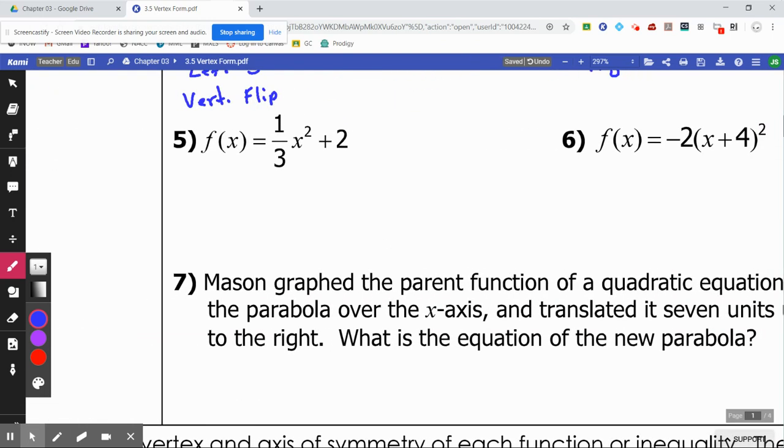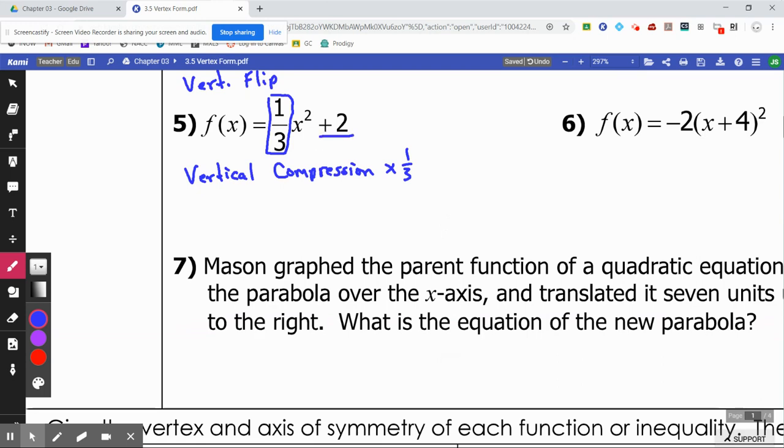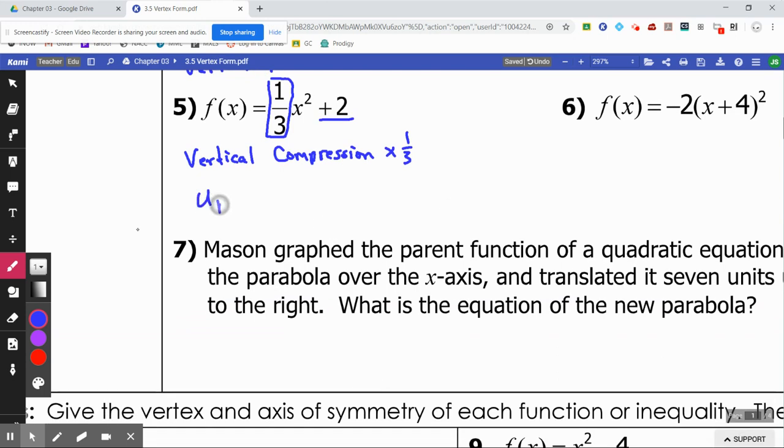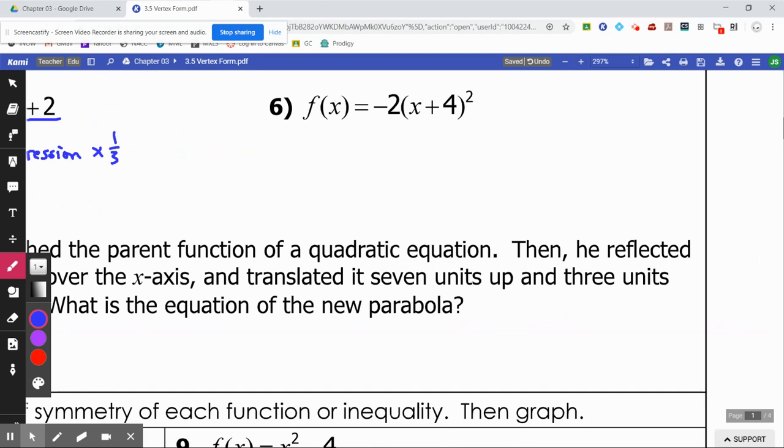Number 5, you have 2 different transformations. Multiplication is going to stretch and compress. Notice this 1/3 is not inside with the x. Okay, 1/3 is being multiplied by x^2. So therefore, since it's not applied directly to the x, it'll be a vertical stretch or compression. If it's a number smaller than 1, it's going to compress it. So this would be a vertical compression times 1/3. And then finally, the plus 2, as it did before, would move it up 2. So you have 2 different transformations there.